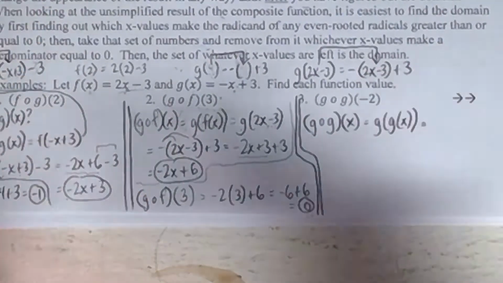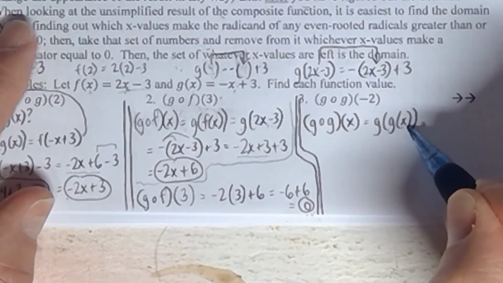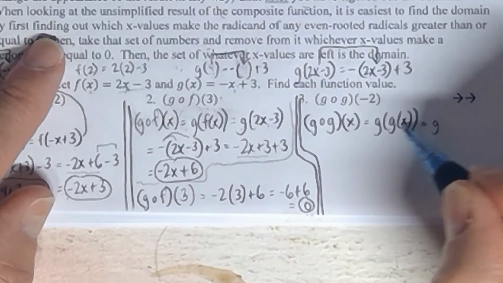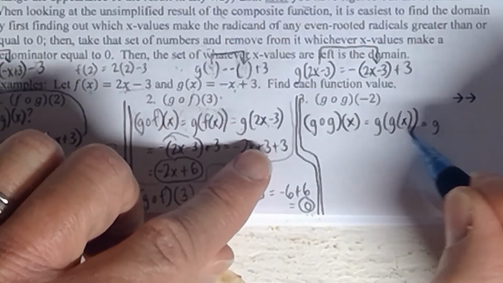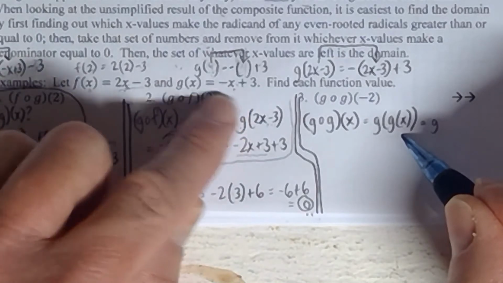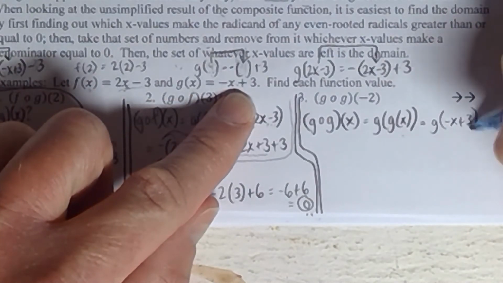Well, first of all, let's go through the same process. The process doesn't change. You take the inside function, you establish what it's equal to. We know that g of x, just looking at the inside of the bigger bracket here, is negative x plus 3. So let's establish that.